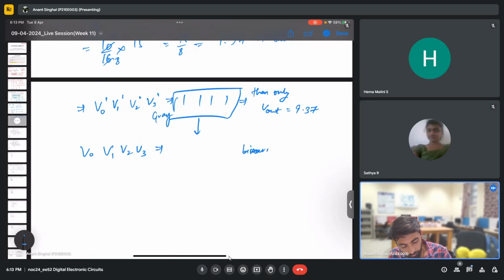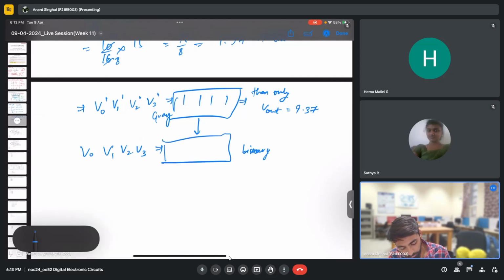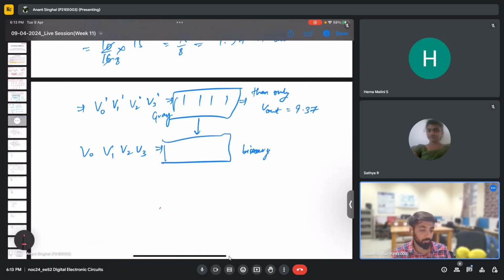Can someone quickly tell what will be the binary conversion of this and how to do it? So what will be the answer? Can you quickly tell? Anyone?